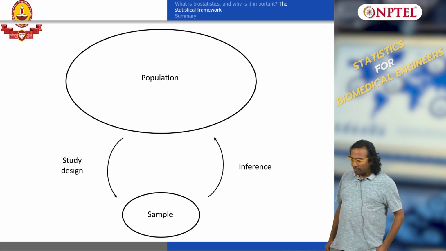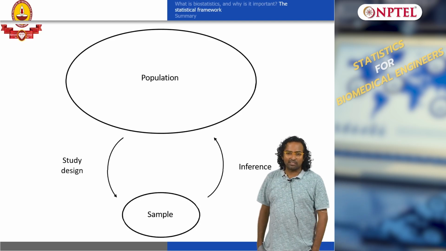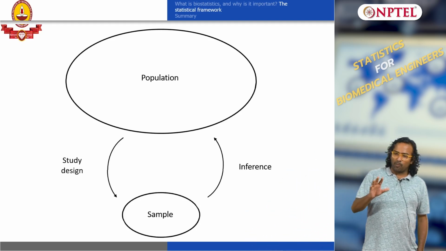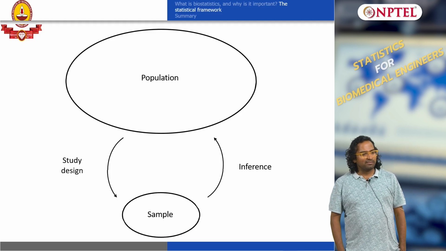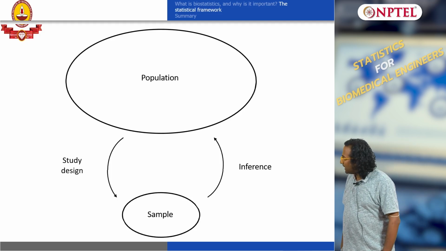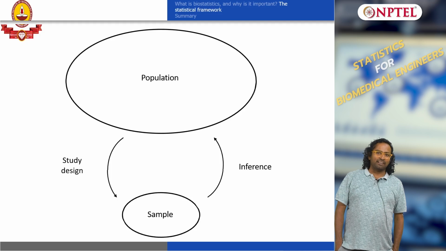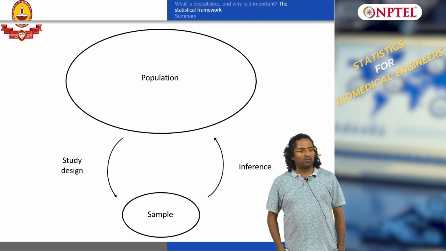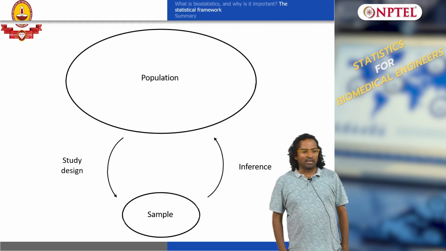So, some of the terms which in the last class also we discussed, if you remember, are a population, a sample, and then a study design and an inference. Can somebody tell me the meaning of those terms? Let us start with the bigger one. What is a population?